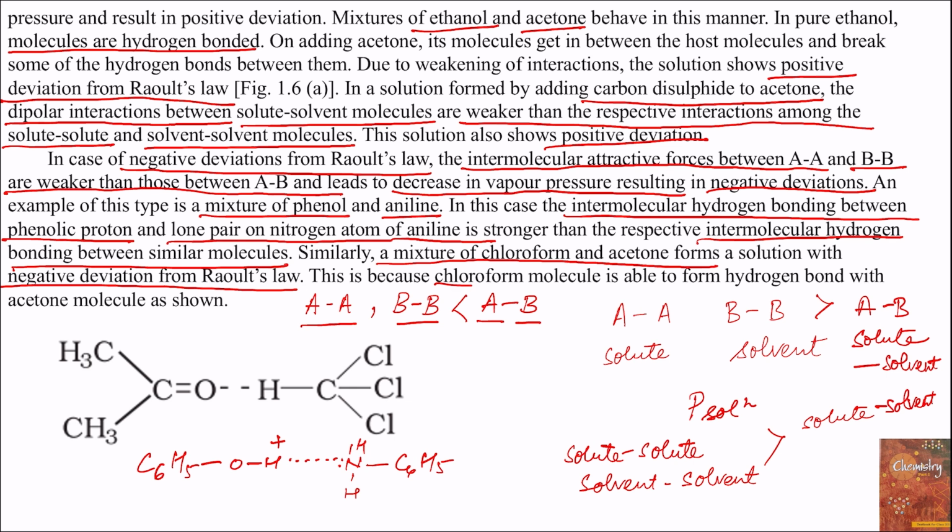Similarly, a mixture of chloroform and acetone forms a solution with negative deviation from Raoult's law. This is because the chloroform molecule is able to form a hydrogen bond with the acetone molecule as shown. Due to this hydrogen bonding, the tendency of the molecules to go into the vapor phase decreases, as a result of which the vapor pressure of the solution is less than what is predicted by Raoult's law, and thus this solution shows negative deviation from Raoult's law.